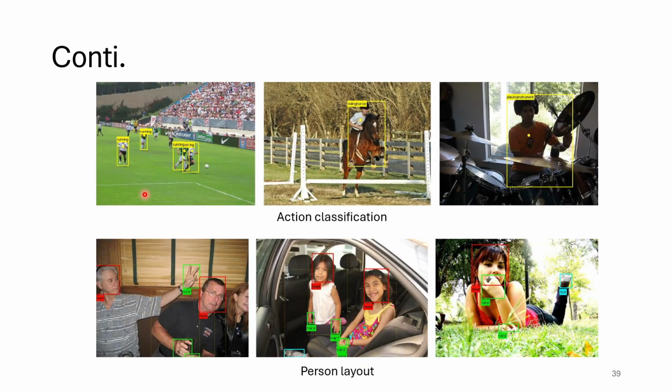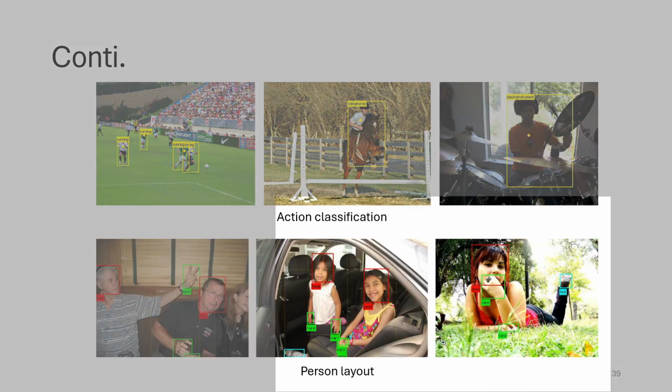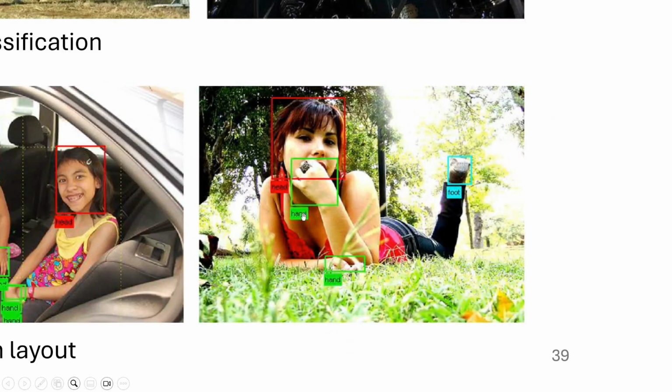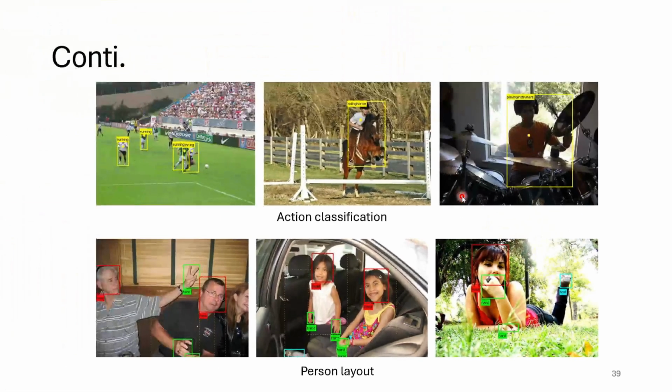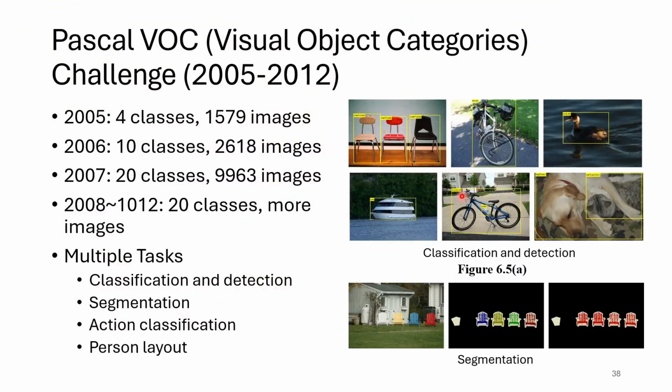The last part of the Pascal VOC challenges is body layout. Given images with some people, they want to recognize the body parts of those people. You can see the face, and again, let's enlarge the image. There are hand, head, and foot.